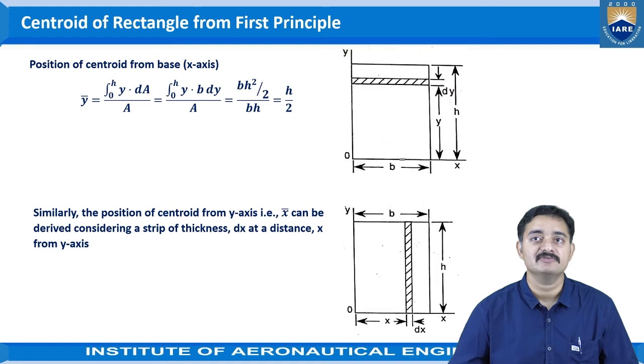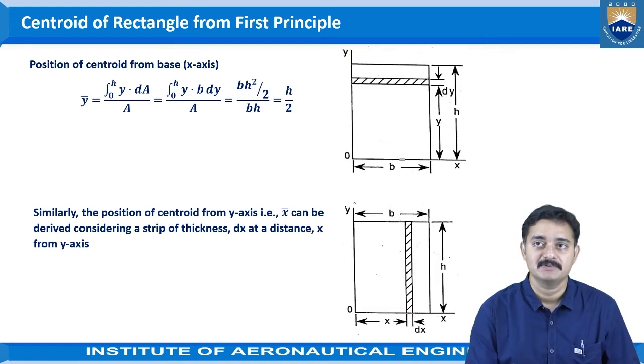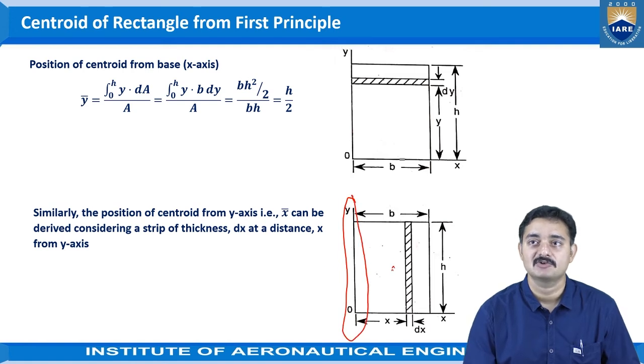Similarly, if the position of the centroid from the y-axis is considered, what would be the representation here? The y-axis is present here, and the distance of the centroid from the y-axis would be x bar.